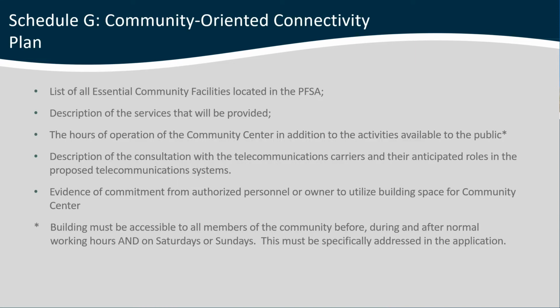Schedule G is the community-oriented connectivity plan. So list all essential community facilities located in the PFSA, give a description of the services that will be provided, the hours of operation of the community center, in addition to the activities that are available to the public. As noted there, the building must be accessible to all members of the community before, during, and after normal working hours and on Saturday or Sunday. That has to be specifically addressed in the application.